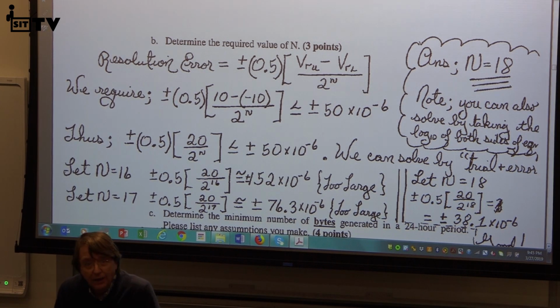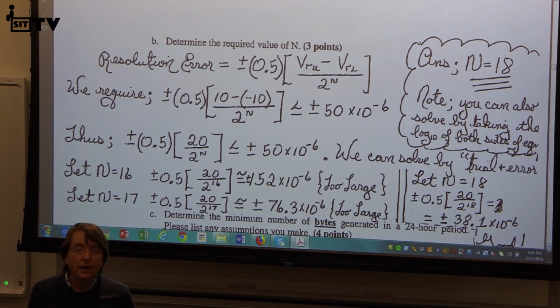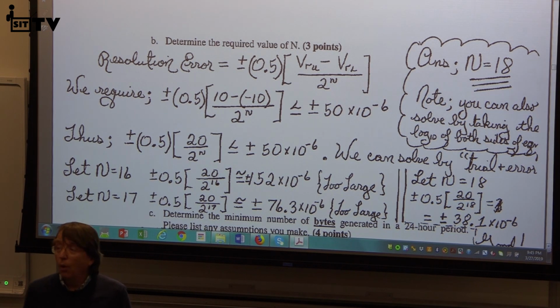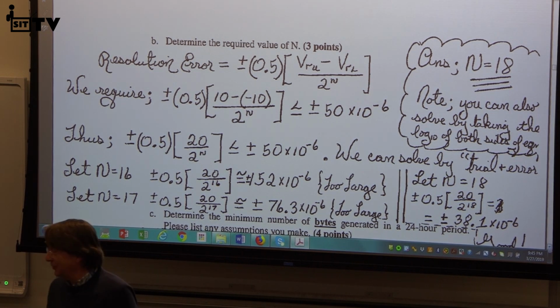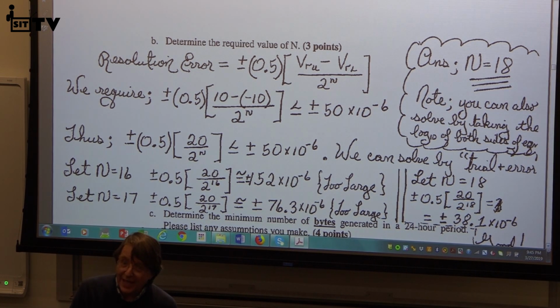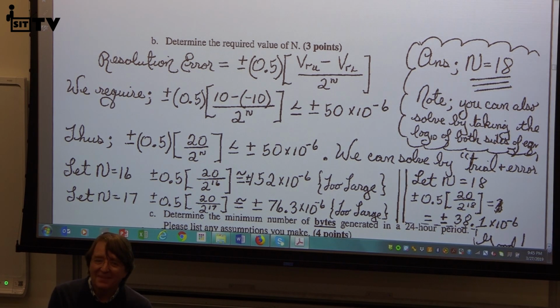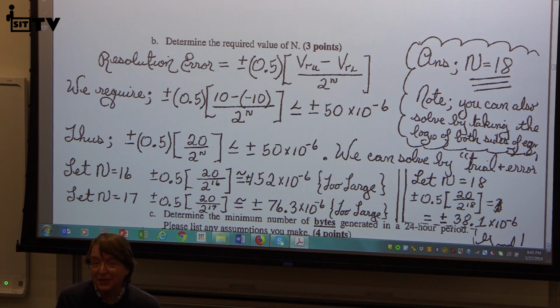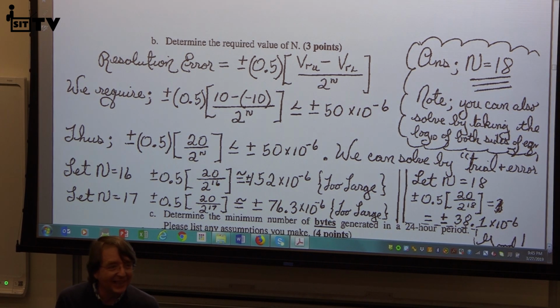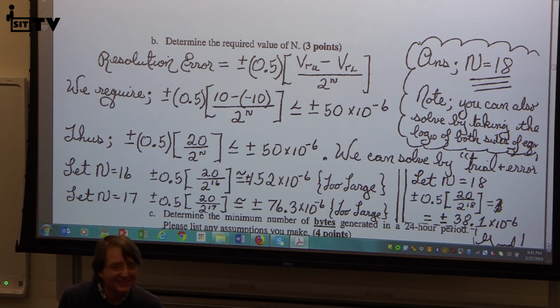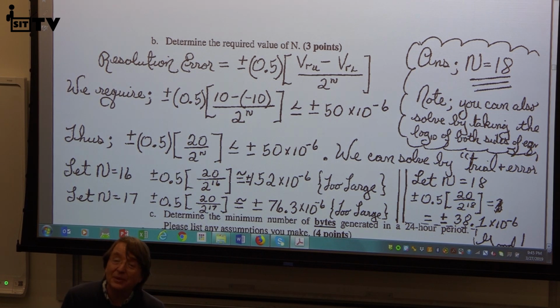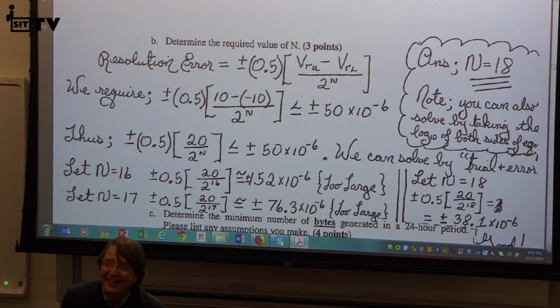Yes, my colleague? Excellent question. What is the reason I started at n equals 16? Because I knew the answer was n equals 18. I made up the problem. So I said, okay, I have to make it look convincing, which obviously I didn't. So I said, let's do n equals 16, then n equals 17. But I knew it was n equals 18. So honesty is the best policy in life, you know.